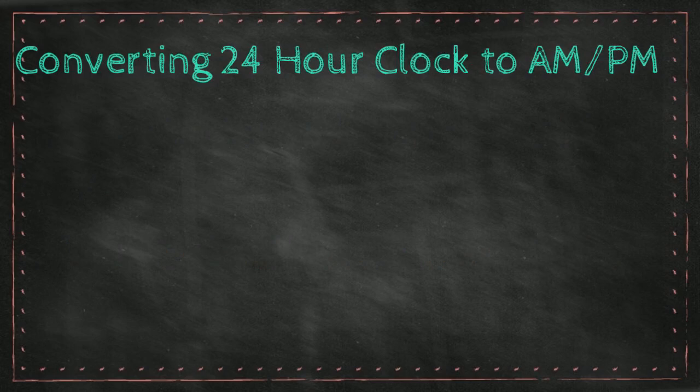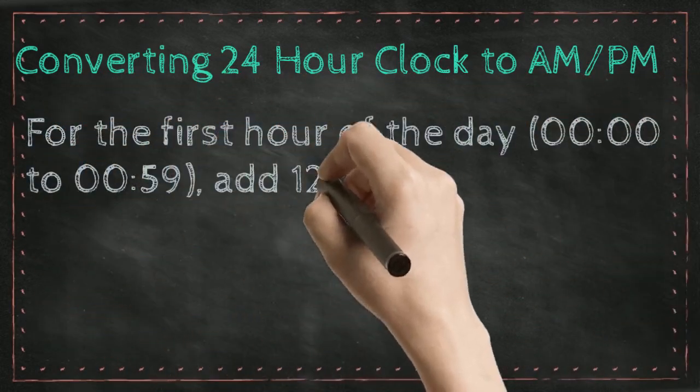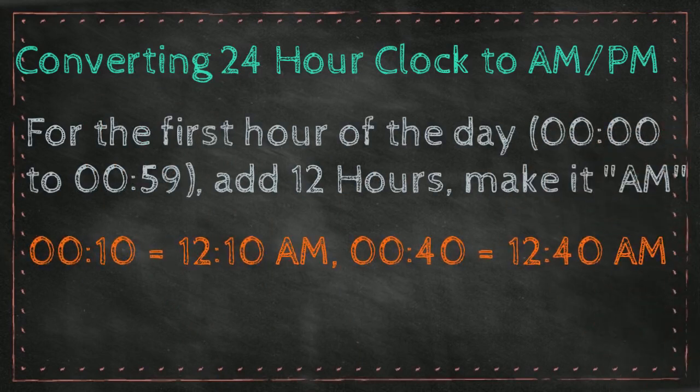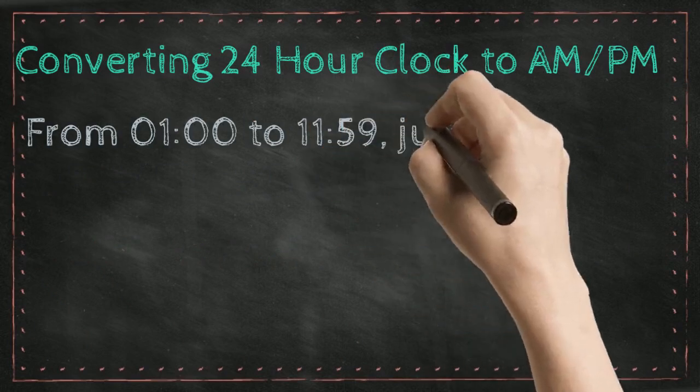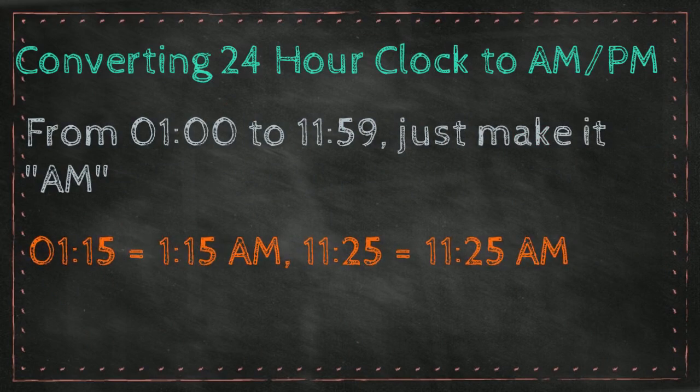Now, to do the opposite, which is to convert the 24-hour clock to AM and PM, for the first hour of the day, you will need to add 12 hours to make it AM. For example, 0:10 equals 12:10 AM because you add 12, or 0:40 equals 12:40 AM. Again, from 1 o'clock to 11:59, you don't need to change anything, just make it AM. 1:15 equals 1:15 AM, or 11:25 equals 11:25 AM, so you don't need to change anything.